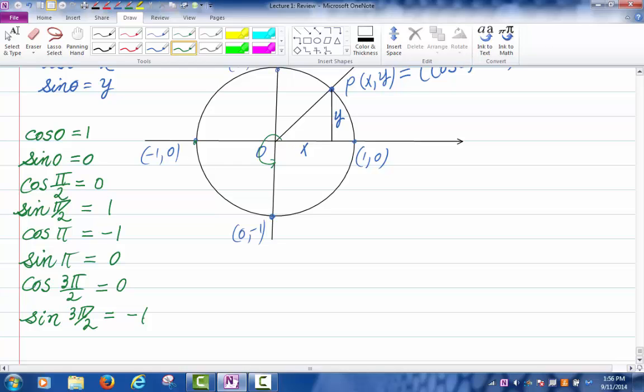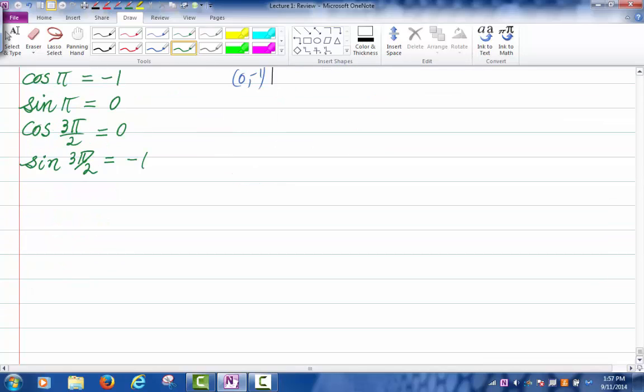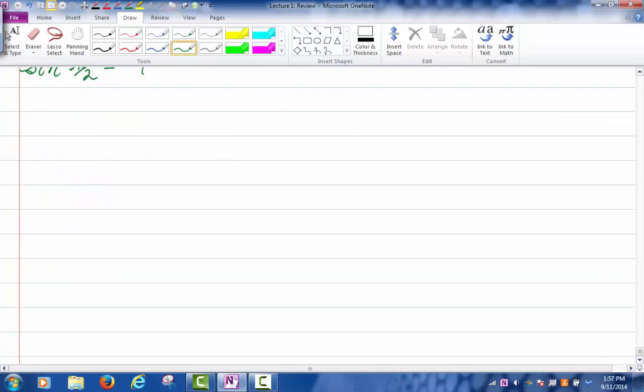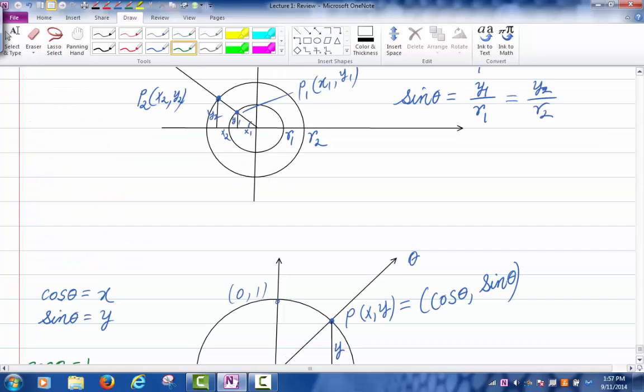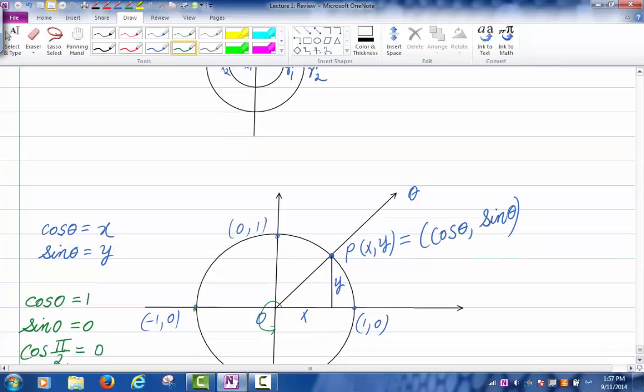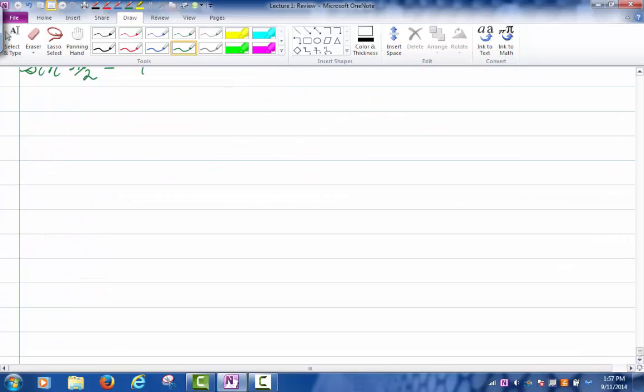Now, how about some other values of these functions? Well, usually, in any trig course, you are asked to memorize the values. You're supposed to know the values of these trig functions at multiples of 30 degrees, 45 degrees, and 60 degrees, right? So let's see if we can try and find those. Or, let's see if we can memorize those.